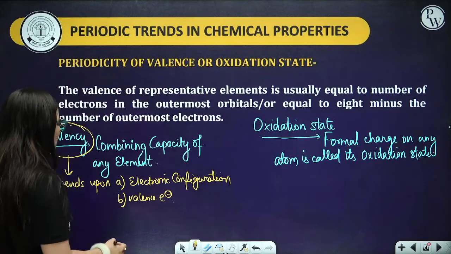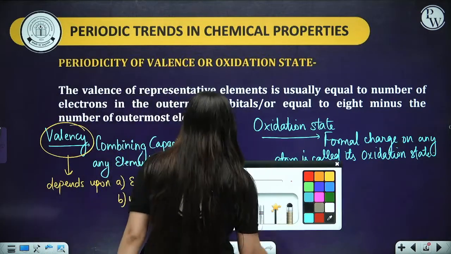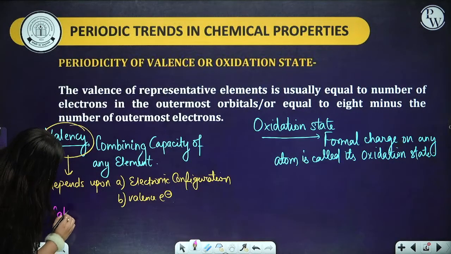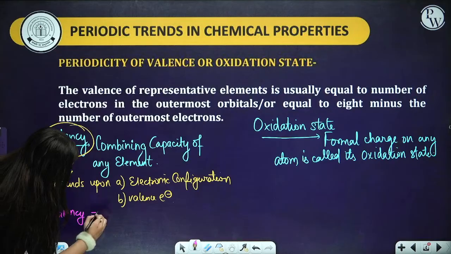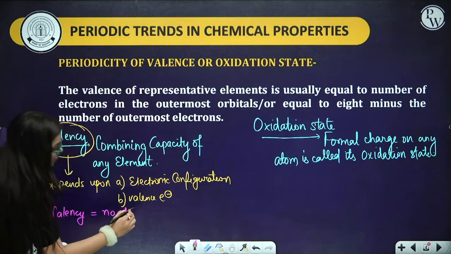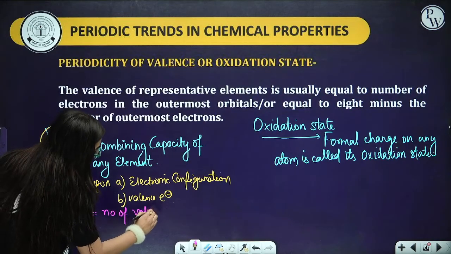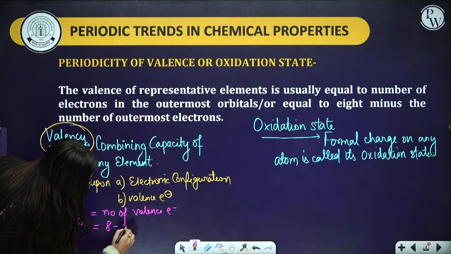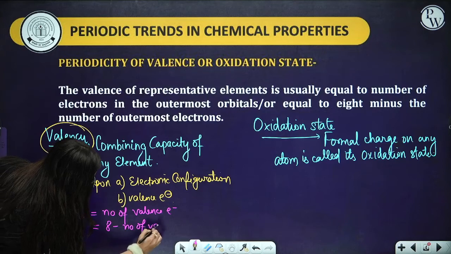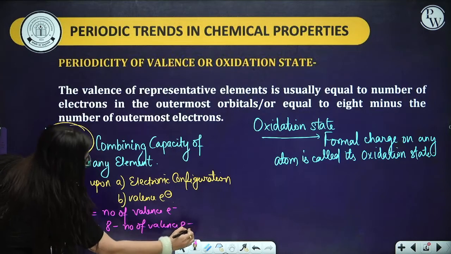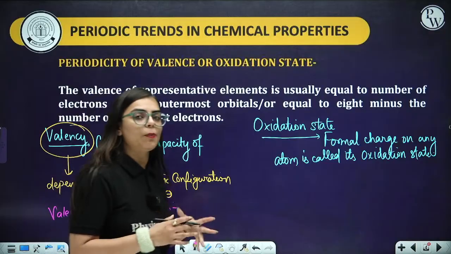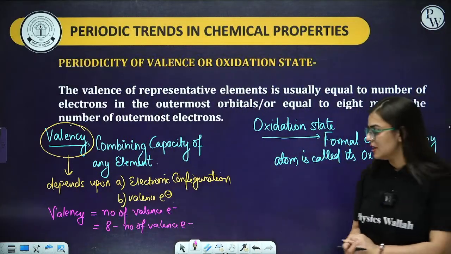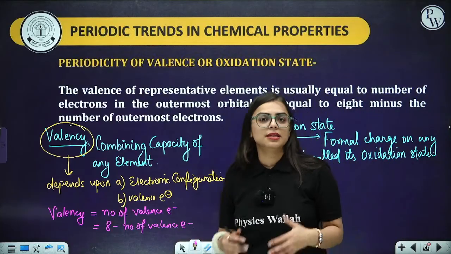If you have to calculate valency, valency is equal to either the number of valence electrons or 8 minus the number of valence electrons. So by this way you calculate valency. Either it is equal to the number of valence electrons or it is equal to 8 minus the number of valence electrons. Now how does this occur? Let us take a few examples.